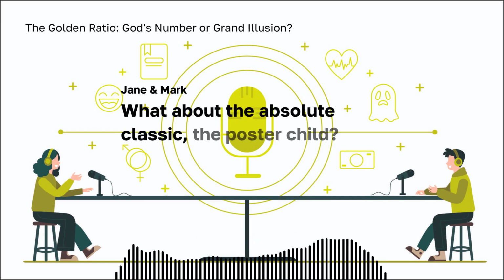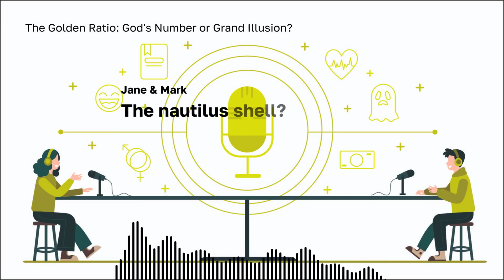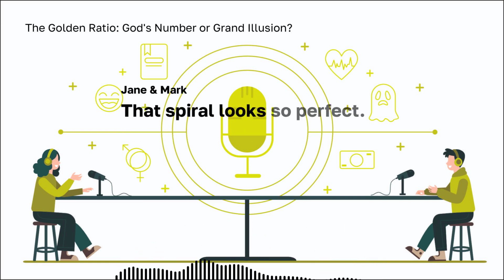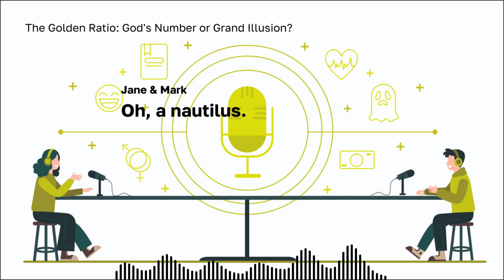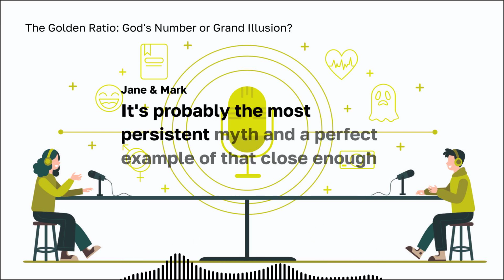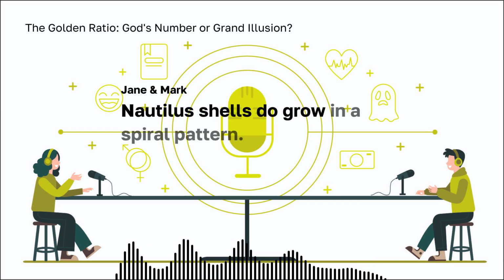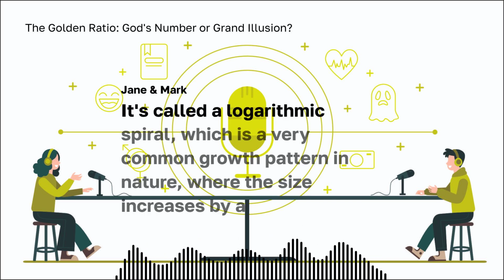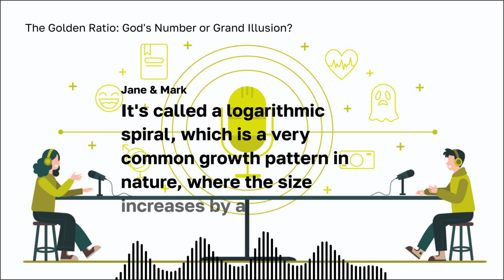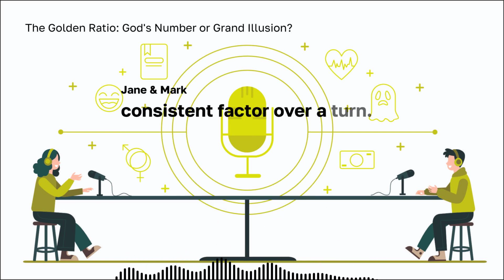What about the absolute classic, the poster child? The nautilus shell. That spiral looks so perfect. Ugh, a nautilus. It's probably the most persistent myth and a perfect example of that close enough issue and just misidentification. Nautilus shells do grow in a spiral pattern. It's called a logarithmic spiral, which is a very common growth pattern in nature, where the size increases by a consistent factor over a turn.